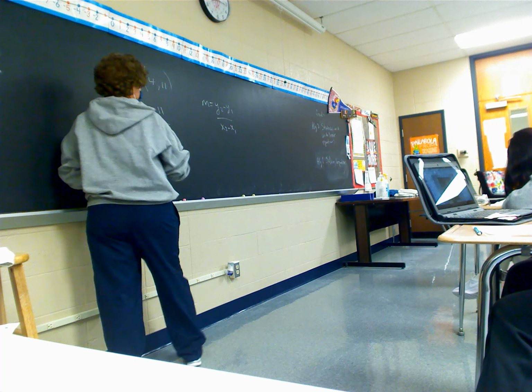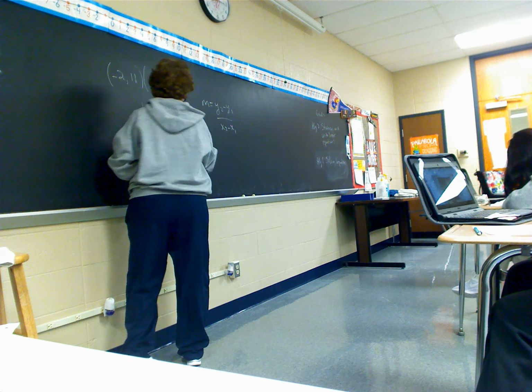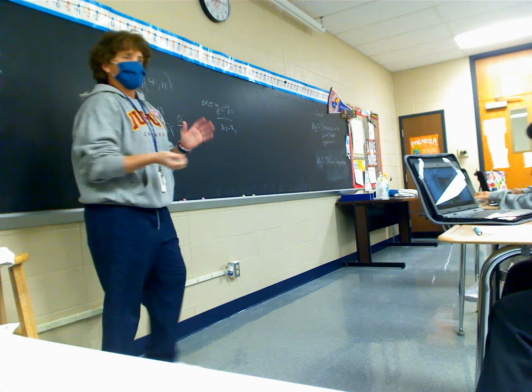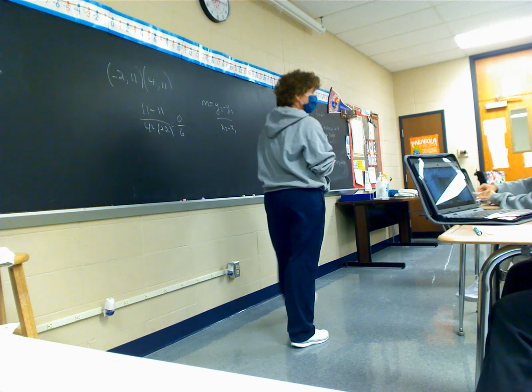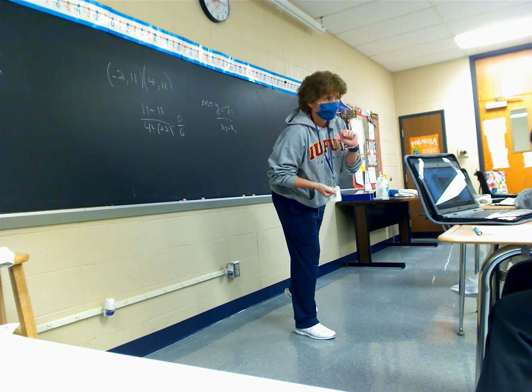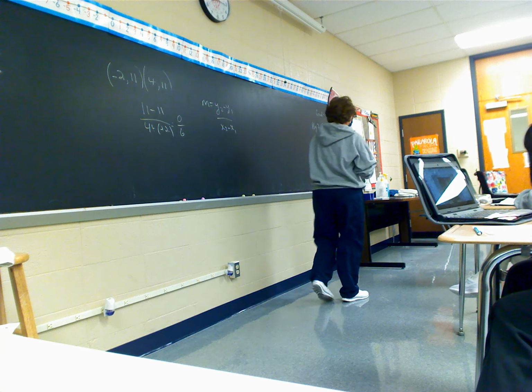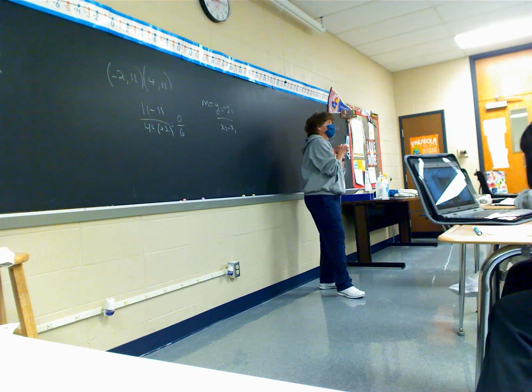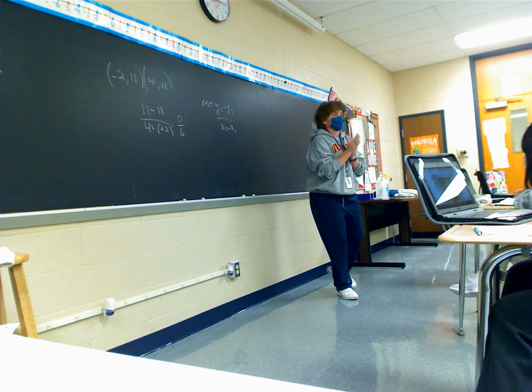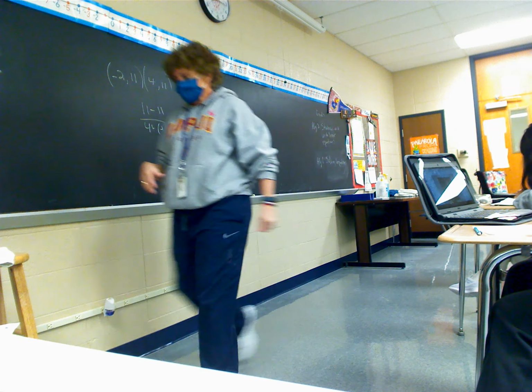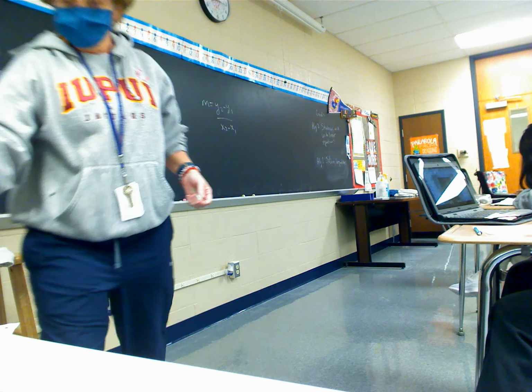Double negative here, so I'm going to add them. I end up with 0 over 6. What's the slope? 0. Don't remember what kind of line that is. Horizontal. Okay, so I need to make sure we internalize that a little bit.